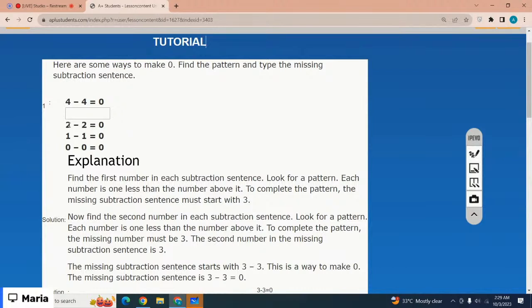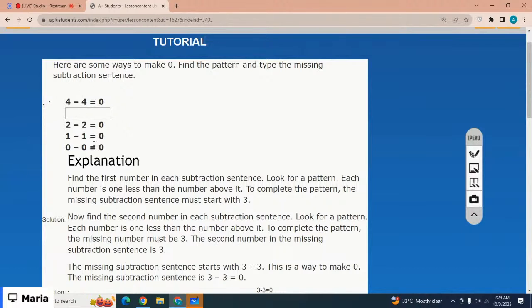So we are given some of the ways that make 0. They follow a pattern. You have to look for the missing pattern, right? Okay, so find the first number in each subtraction sentence. Just look at the subtraction sentences: 4, the missing one, 2, 1, 0, right? Each number is 1 less than the number above it. You can see 2 minus 1 is 1, 1 minus 0 is 0. That means to complete the pattern, the missing number must be 1 less than 4. 1 less than 4 is 3, right? That means here you have 3.